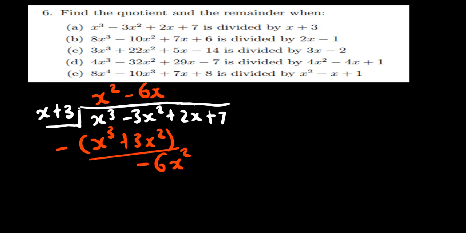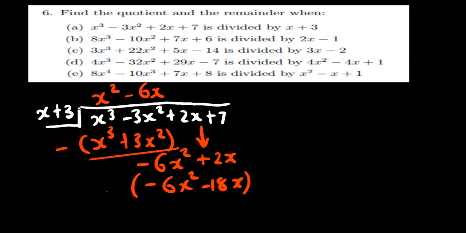Then I'm going to multiply by negative 6x with this expression. So now what am I going to have? I'm going to have negative 6x squared. Then when I multiply it with the positive 3, I'm going to have negative 18x. Okay, so this is my expression. Then I'm going to drop the 2x, so I'm going to say plus 2x.